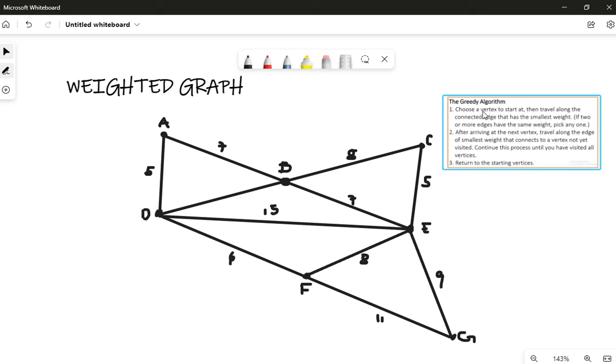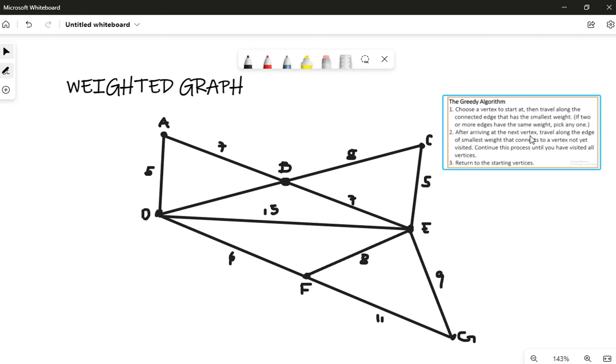So how do we apply the greedy algorithm? First, choose a vertex to start at, then travel along the connected edge that has the smallest weight. Okay, so we will be choosing the smallest weight. Now again, the weight is the value or number associated with every edge. If two or more edges have the same weight, pick any one.